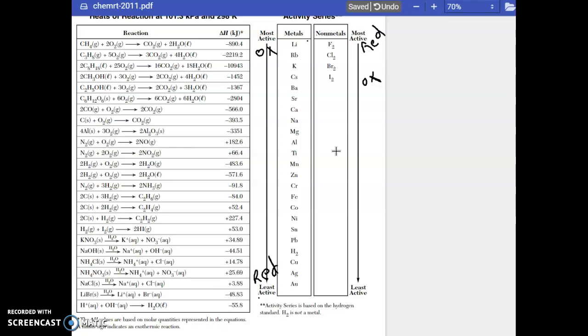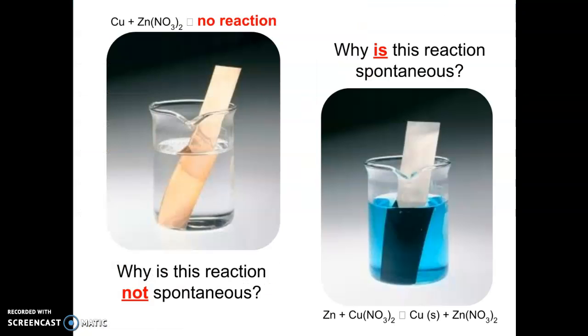So, I would write on your reference table: ox at the top for the most active metals, reduction near the least active metals, and I would write reduction for the most active nonmetals up here, and ox, or oxidation, near the least active nonmetals. Because that's going to come in really handy when we're answering questions. So let's get to it.